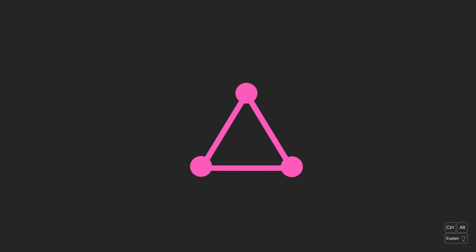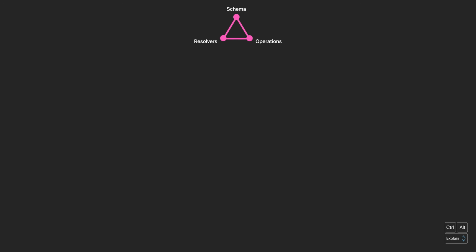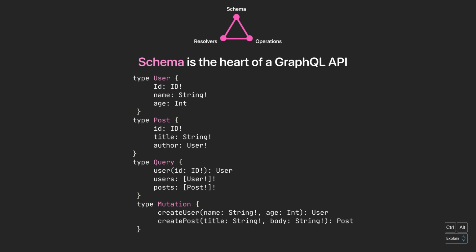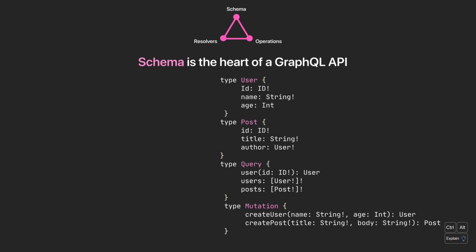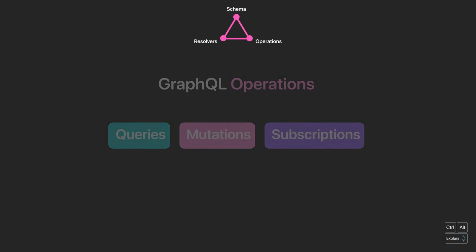GraphQL is built on three core components: the schema, the operations, and the resolvers. These three pieces work together to define what your API looks like, what clients can ask for, and how the server actually returns the data. Everything starts with the schema. The schema describes the entire shape of your API, what types exist, what fields they expose, and which operations clients are allowed to run. It's the contract between front end and back end, and clients can only query what the schema defines.